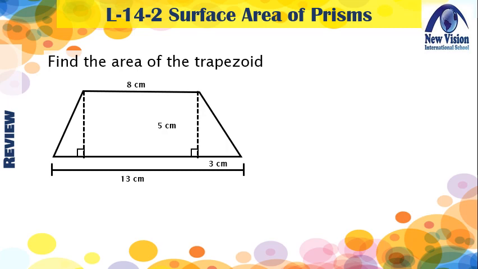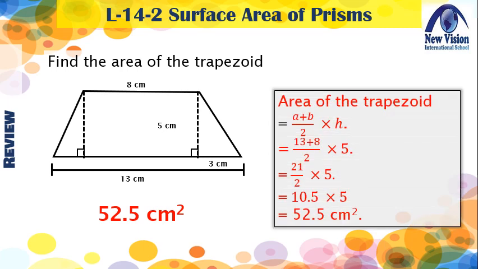Now, our third review question is, find the area of the trapezoid. What is the answer? Very good. 52.5 square centimeters. How? Good. Area of the trapezoid equals (a plus b) divided by 2 times h, where a and b are the parallel sides and h is the height of the trapezoid. So from the figure, area equals (13 plus 8) divided by 2 times 5 equals 21 divided by 2 times 5 equals 10.5 times 5 equals 52.5 square centimeters.